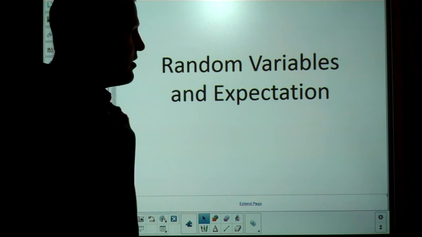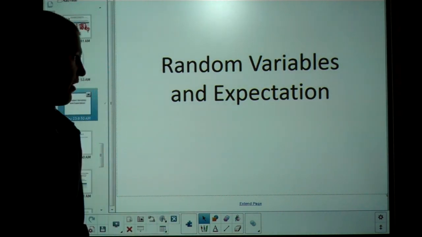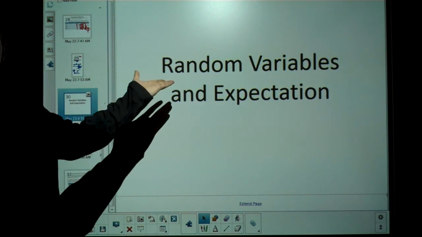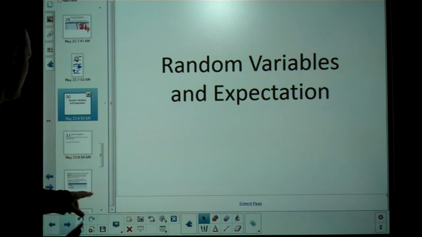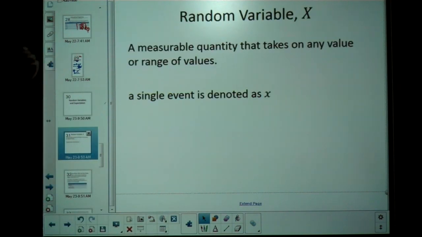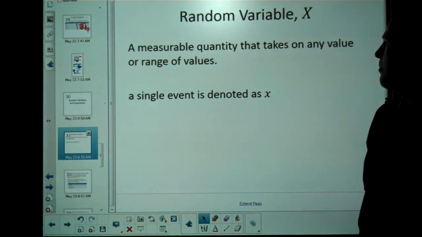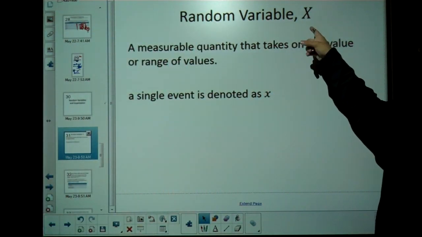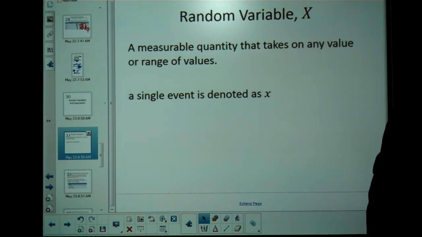Hey, I'm still here. So let's start talking about random variables and expectation. A random variable, simply put, is just some sort of an experiment or some sort of a trial that can take on some sort of an outcome. We'll deal with expectation in a minute, but let's get started with random variables. They often are denoted with a capital letter. Most commonly for us, it's going to be a capital X or a Y, and it's some measurable quantity.